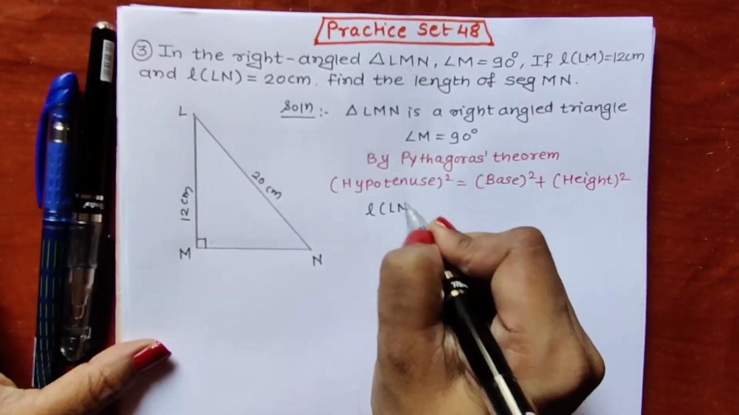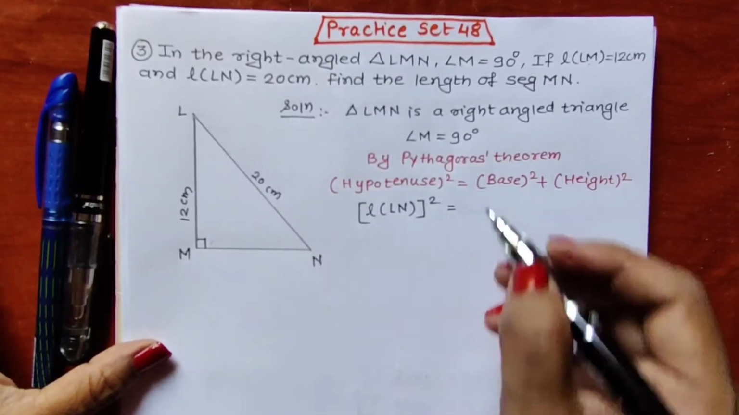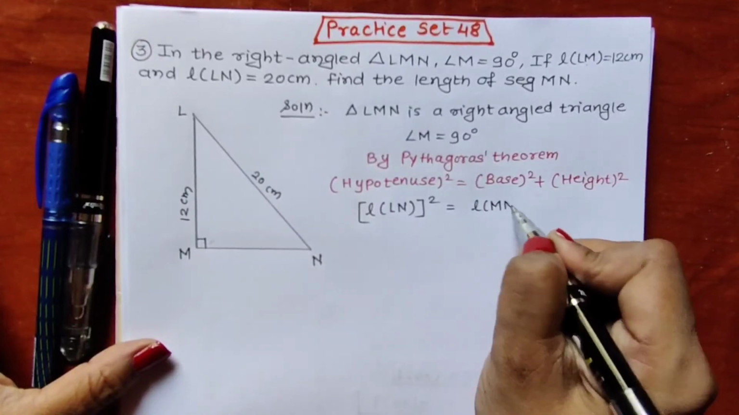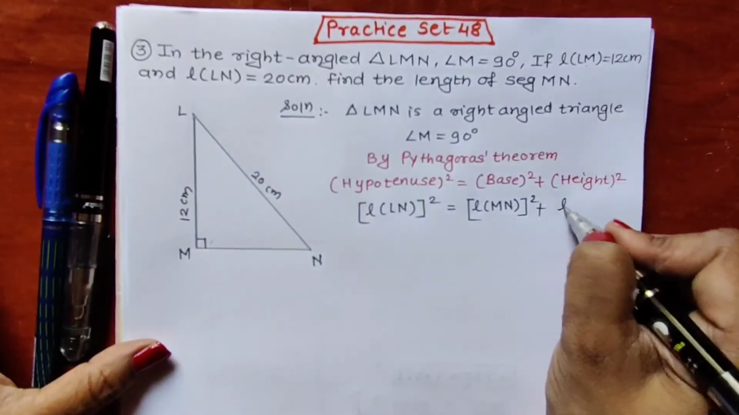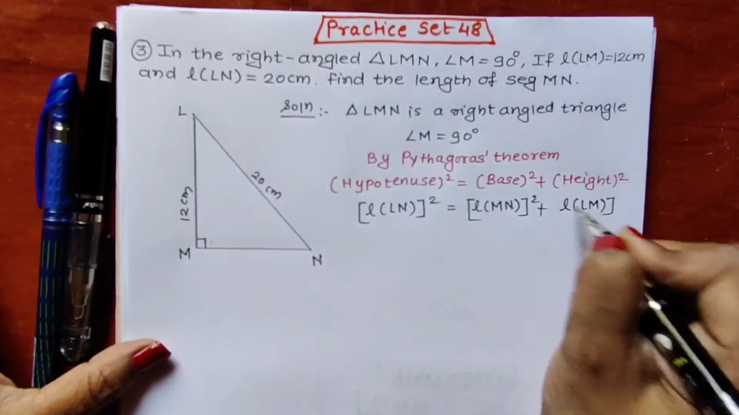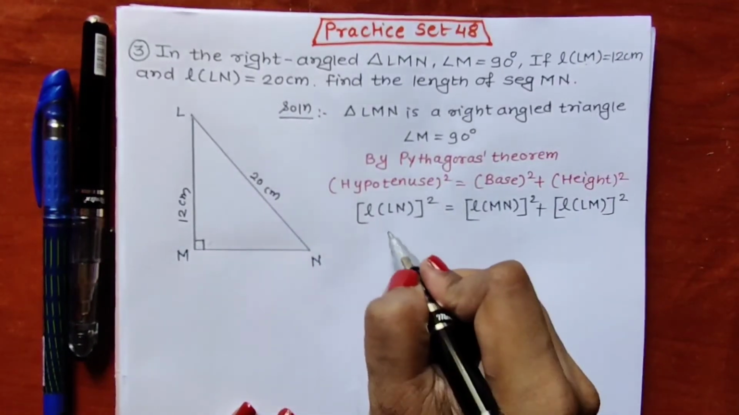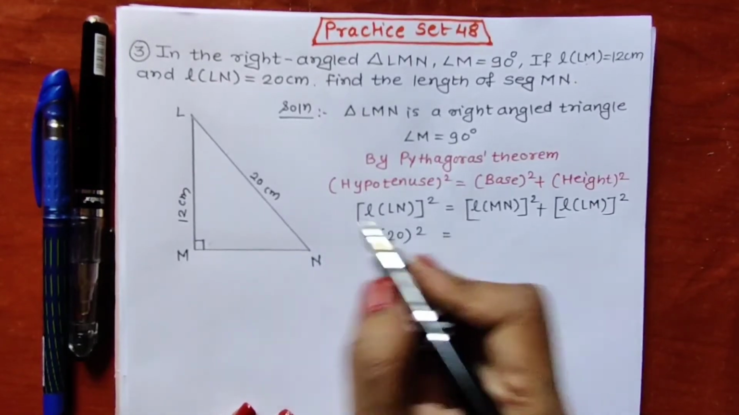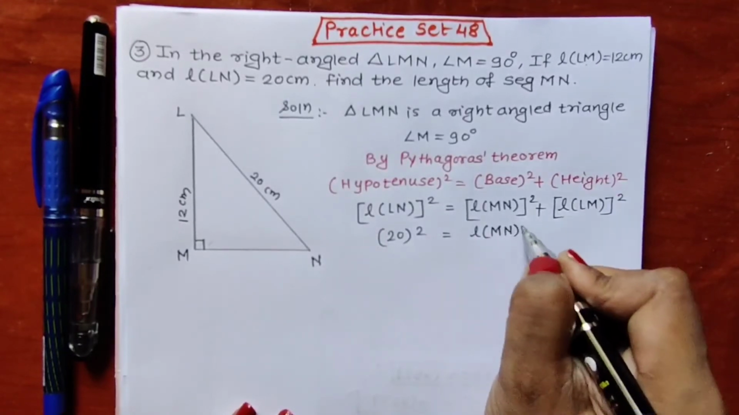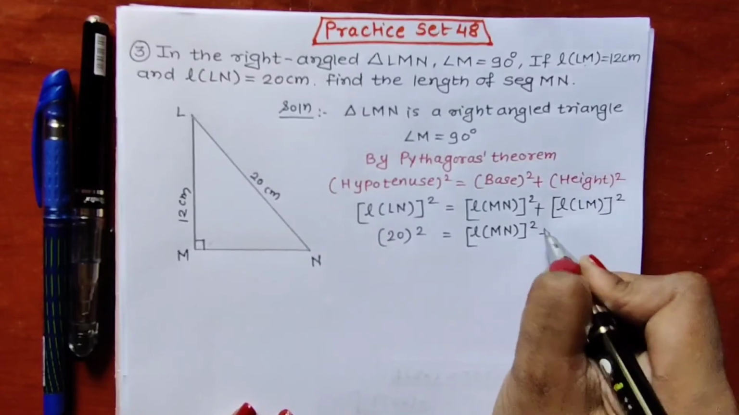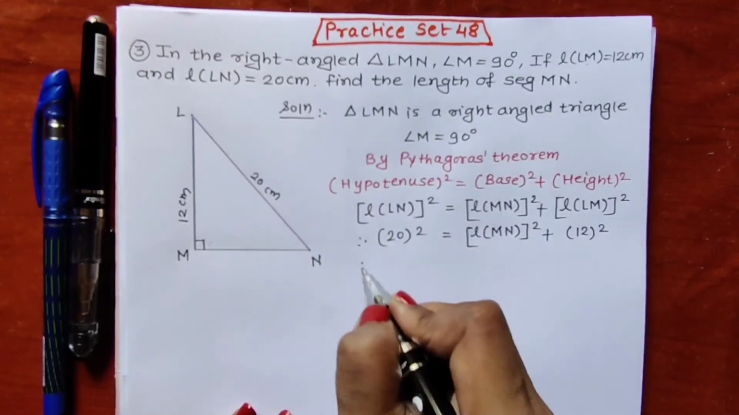Therefore length LN square is equal to base can be taken as MN. So length MN square plus height can be taken as LM. So length LM square. Now after writing the names, we should write the values. LN value is 20, so 20 square. MN value we have to find out. Length of MN we have to find out. So length of MN square I should write as it is. And LM square is 12. So 12 square.